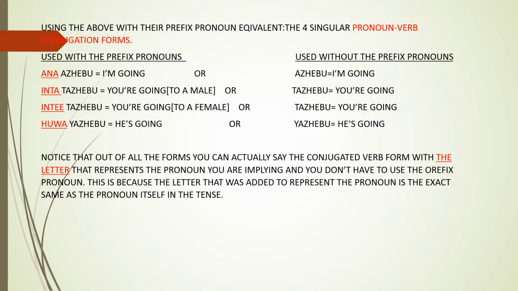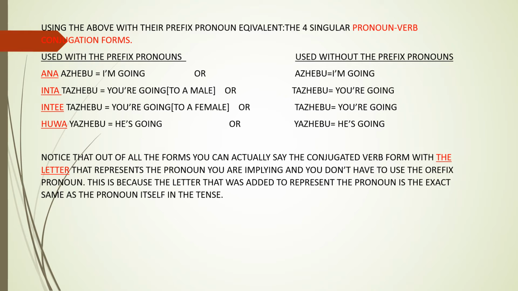So using the above with their prefix pronoun equivalent, the 4 singular pronoun verb conjugations, in this slide I'm going to show you what I previously showed you, but in 2 different ways. I'm going to show you how you can use it with the prefix pronouns, which I have outlined in red, and in comparison, on the right, without it. Once you conjugate the forms with the different letters, it automatically represents the prefix pronouns, so you don't actually have to say them.